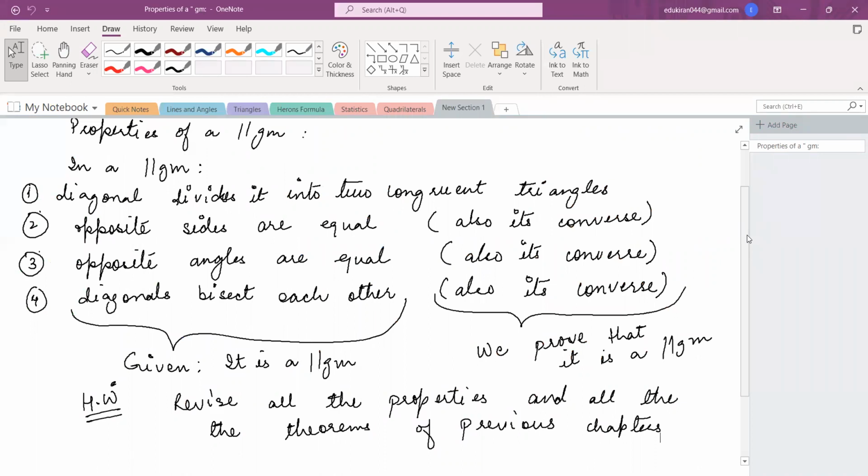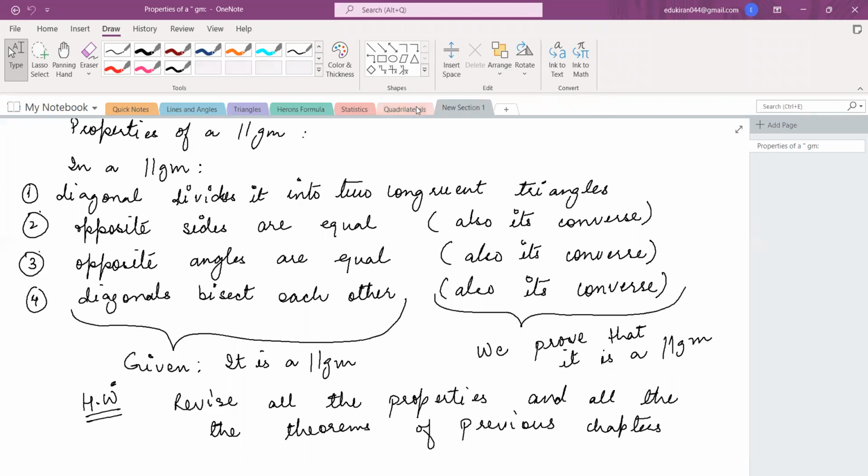So first was that the diagonal divides it into 2 congruent triangles. Second is that in a parallelogram, opposite sides are equal. Third is that in a parallelogram, opposite angles are equal. And fourth, that the diagonals of a parallelogram bisect each other. And then their converse is also true, right? Yes, ma'am. All right.